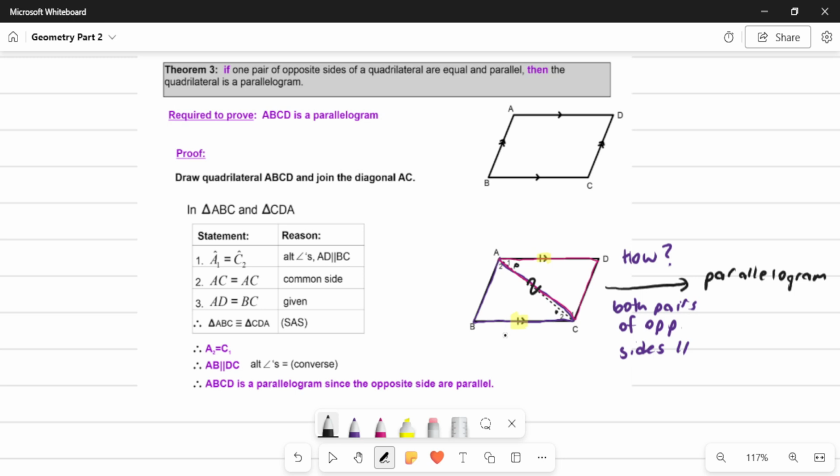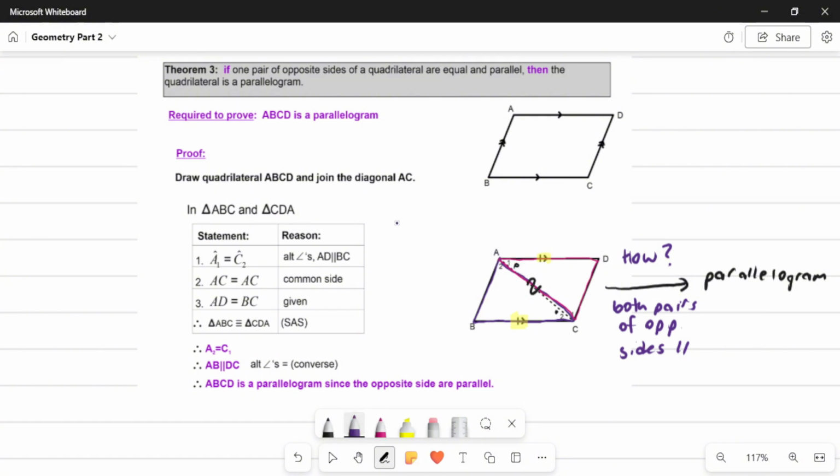And lastly, we're given that AD is equal to BC. So that was from the theorem. It is given that the opposite sides are equal, or we could say that AD is equal to BC. So what we effectively have here now is a side, an included angle, and a side.